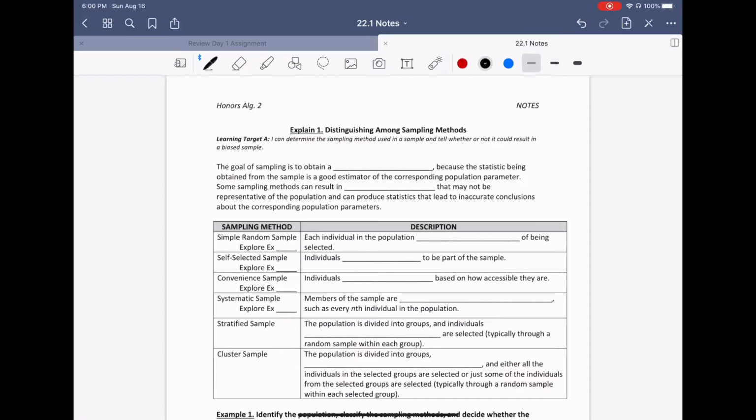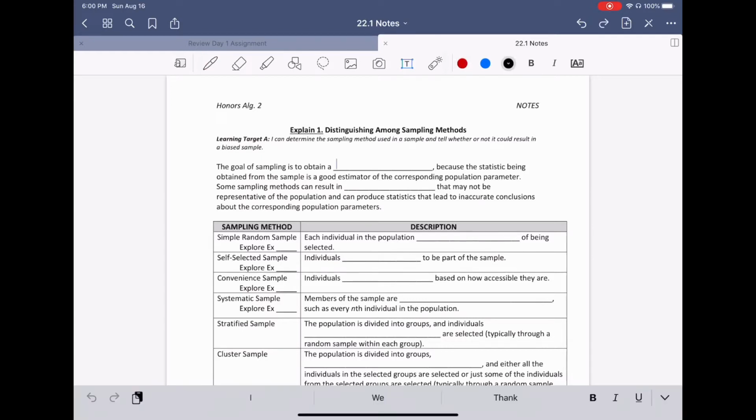Right, let's go ahead and look at how we distinguish the difference among the different sampling methods. So the goal of sampling is to obtain a representative sample, because the statistic being obtained from the sample is a good estimator of the corresponding population parameter.